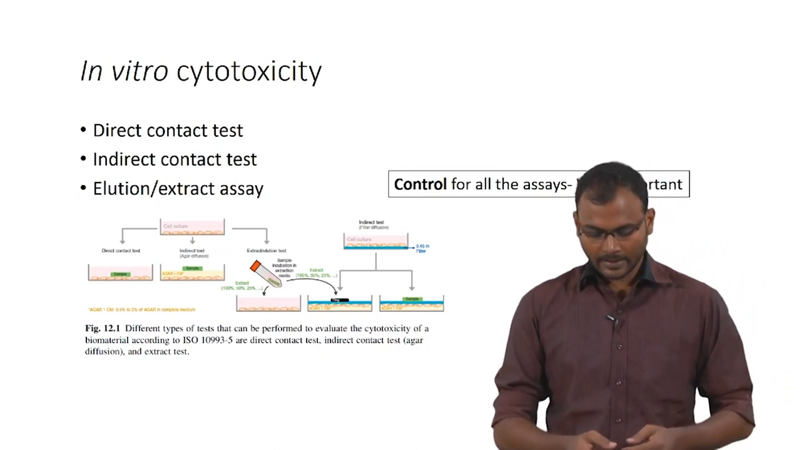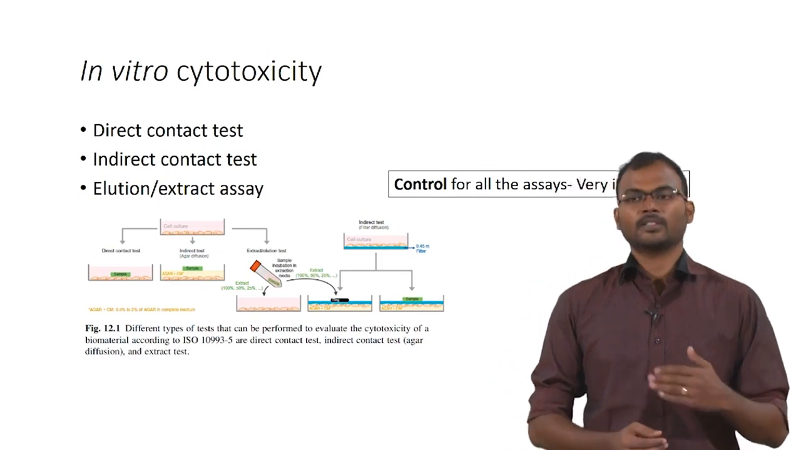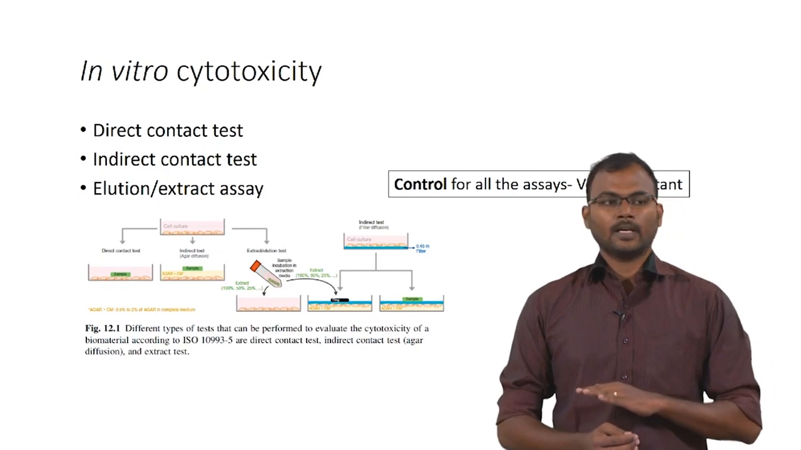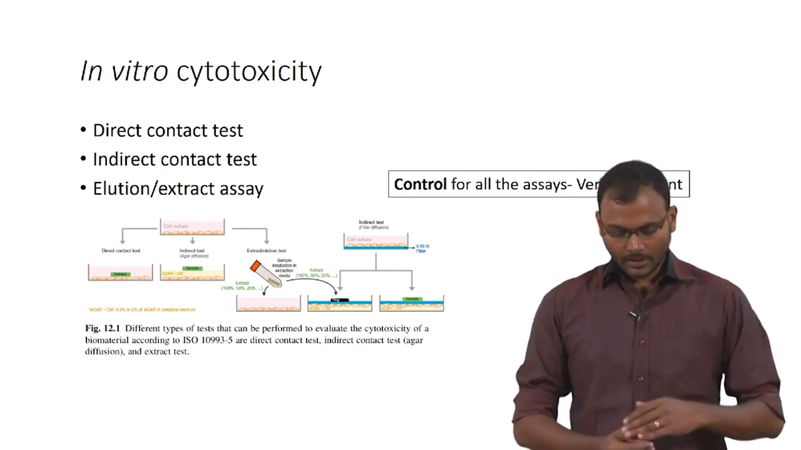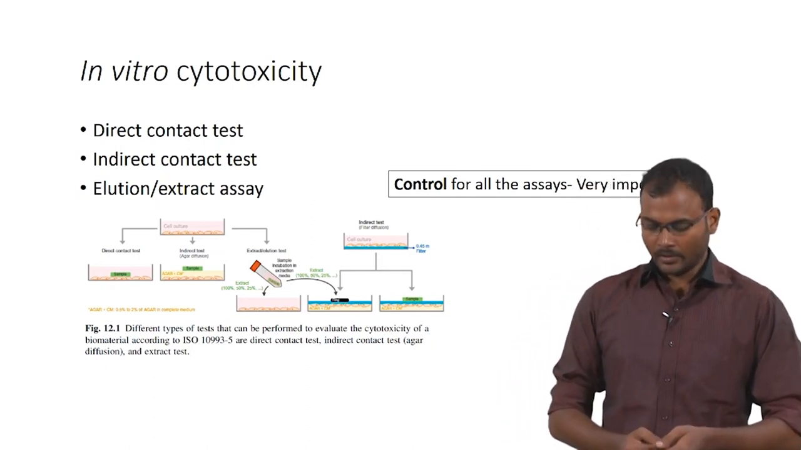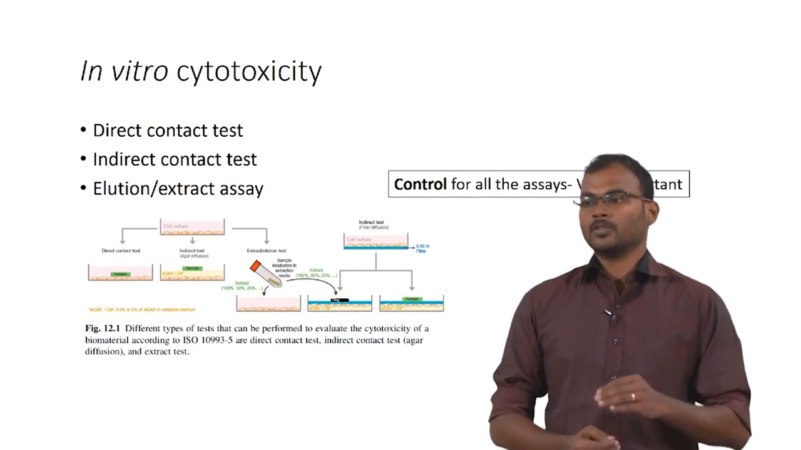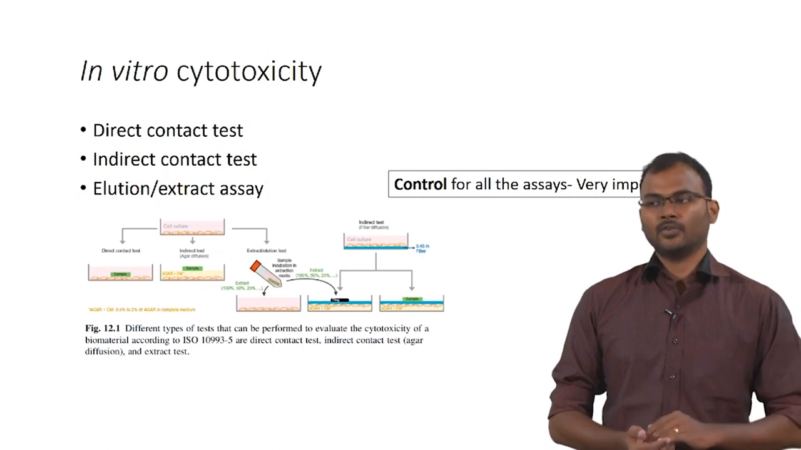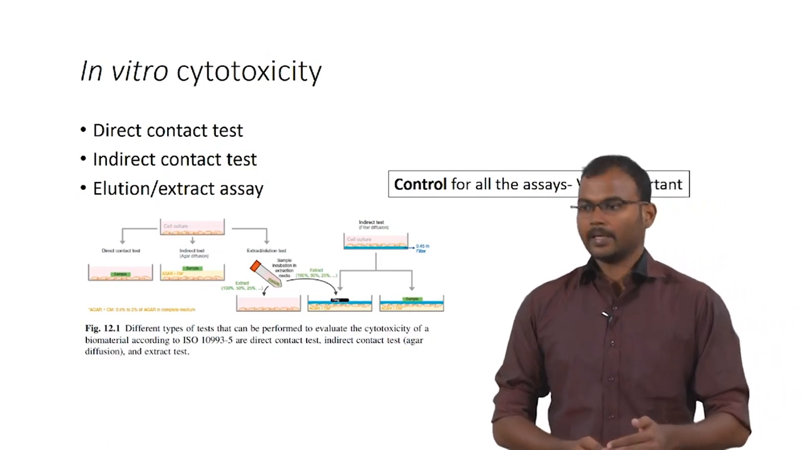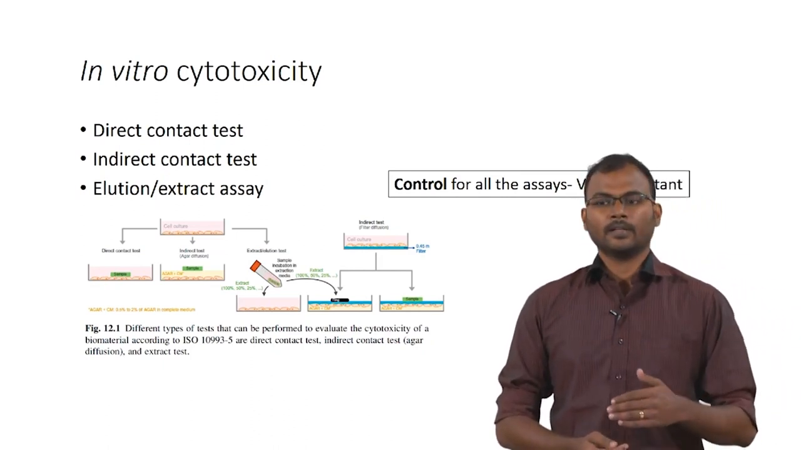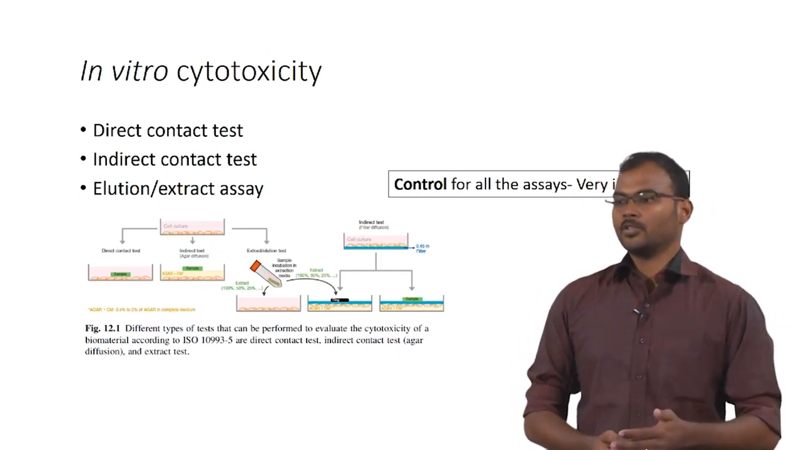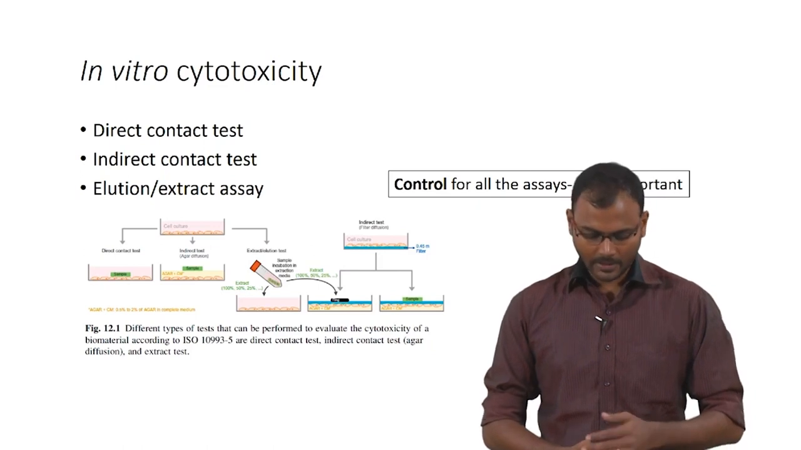As you can see in the top right-hand figure, first you grow the cells on a filter membrane. After the cells have adhered onto the surface, you invert it and put the sample on top. So your sample is not exactly in contact with the cells, but the leachate of your sample would go into the cells, and if it has any effect, it will kill the cells, or if it promotes the cells, it will have that effect.